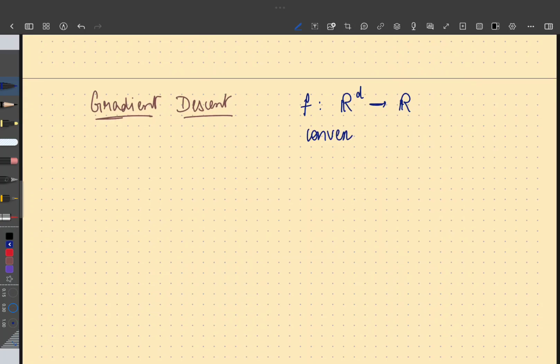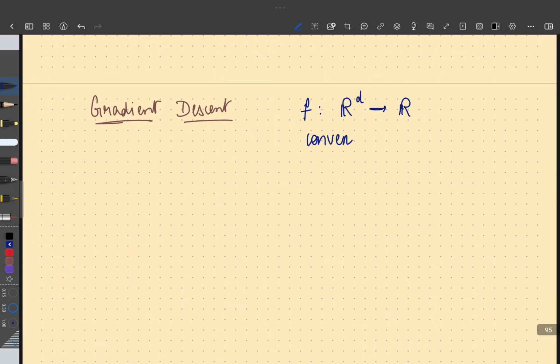So right now we are given some objective function, not necessarily the one that was provided earlier, but some convex function, and the goal is to minimize this convex function, or at least get a solution that is epsilon close to the minimum. All right.